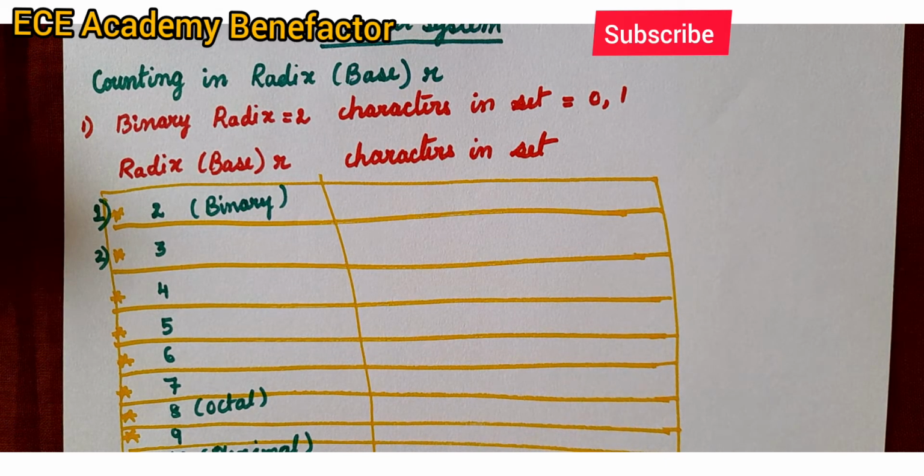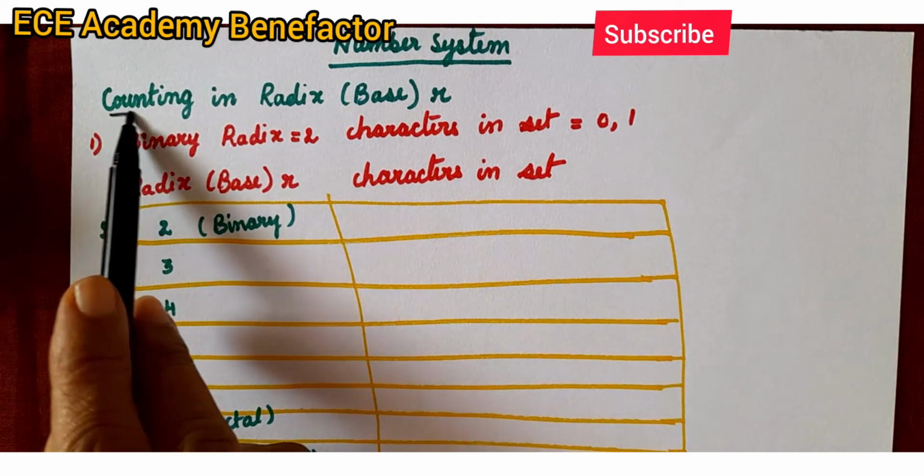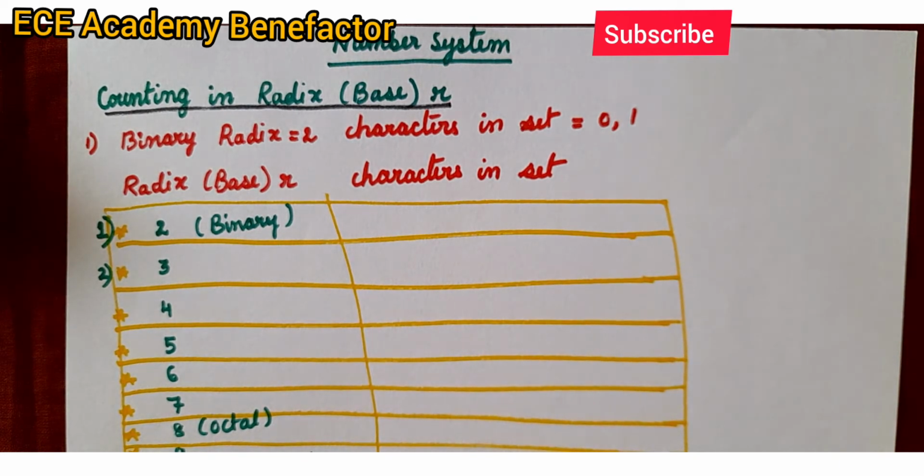Students, today the topic of the class is number system. The subject is digital electronics. In this class we will be understanding how to count numbers in different number systems. The heading is counting in radix R. This R can be 2, 3, 4, 5, 6 and so on.